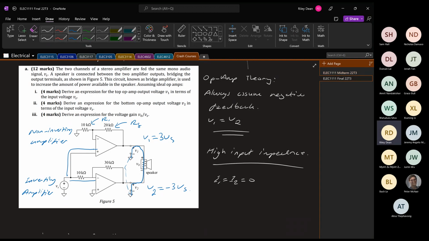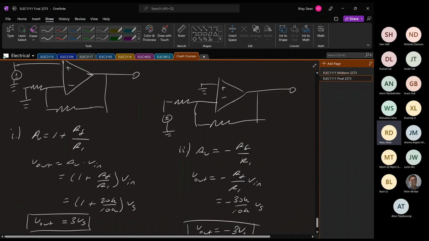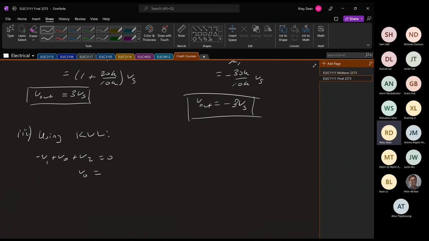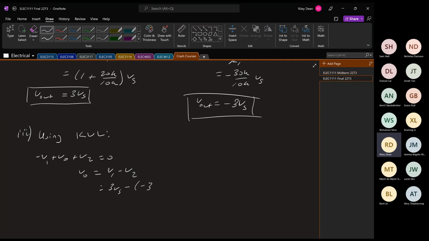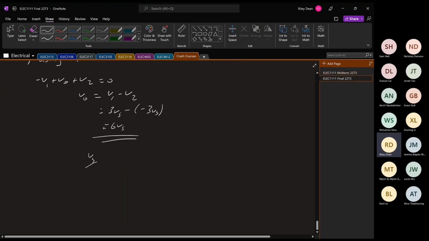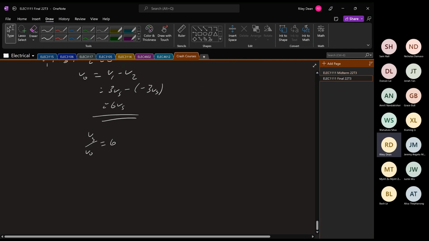Because of that, what we see is we get negative V1 plus V0 plus V2 equals 0. V0 equals V1 minus V2. And this actually matches what we were just looking at before, that we get 6 Vs. And they just want to see that Vs on V0 is 6.